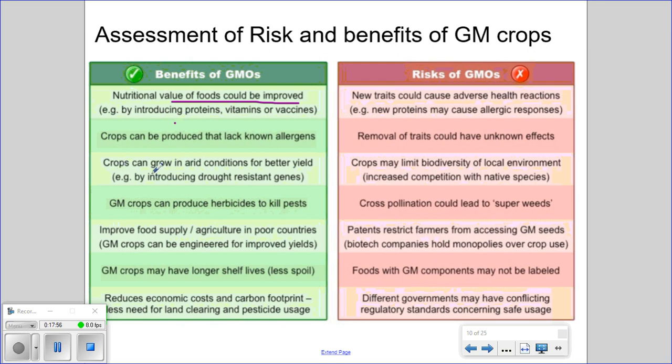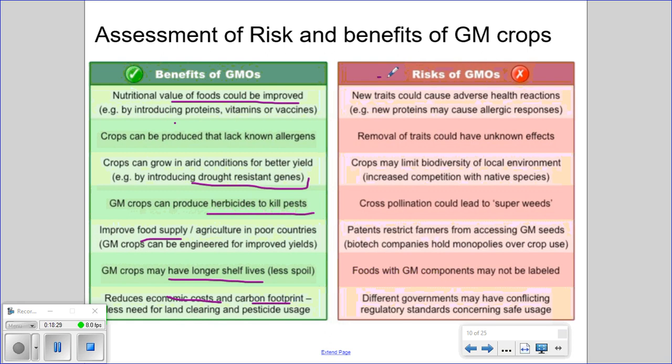Crops can grow in arid conditions for better yield, so you can introduce drought-resistant genes into these plants. Genetically modified crops can produce herbicides to kill pests, and this is one of the examples that we'll look at. And they can be used to improve food supply as well. So the genetically modified crops can also have longer shelf lives, and they can help reduce economic costs and carbon footprints as well. Now, these are all the benefits of genetically modified crops.